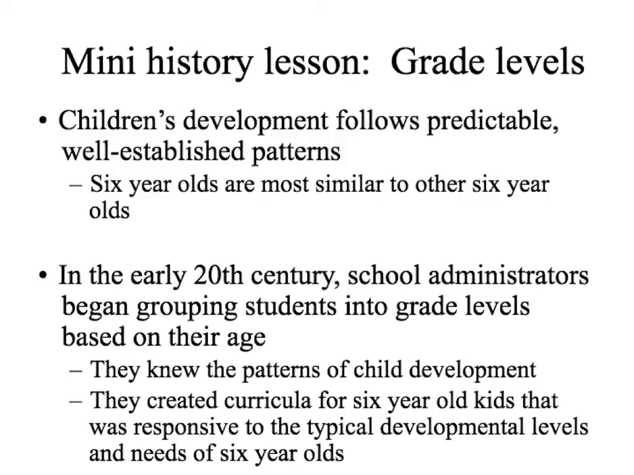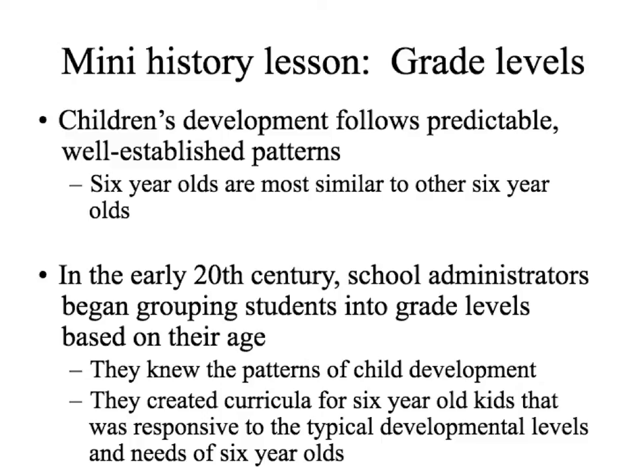Okay, so I already mentioned that children's development follows a set of predictable and well-established patterns. 6-year-olds around the world are most similar to other 6-year-olds. And so that child development literature was established at the beginning part of the 20th century. And about 20 or so years after the child study movement gathered all of this info, school administrators had a big thunderbolt, lightning flash of insight, and they began grouping students into grade levels based on their age.